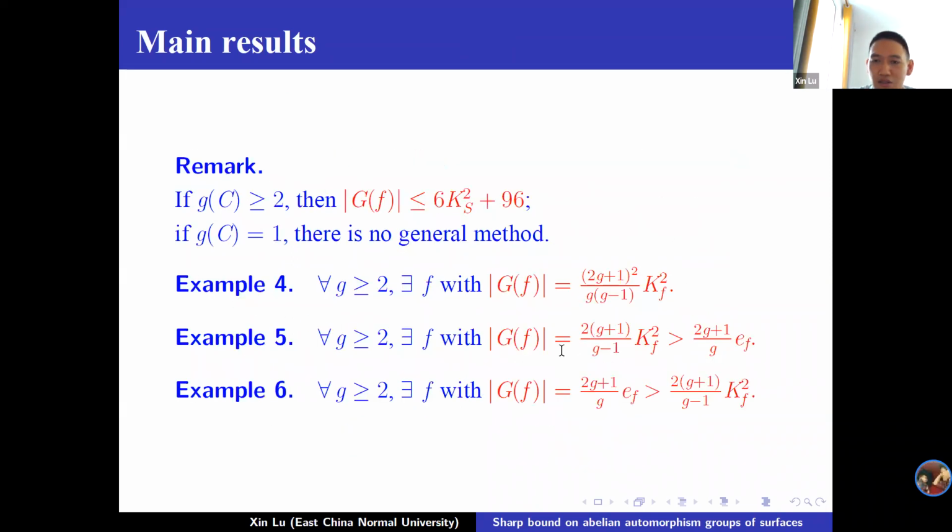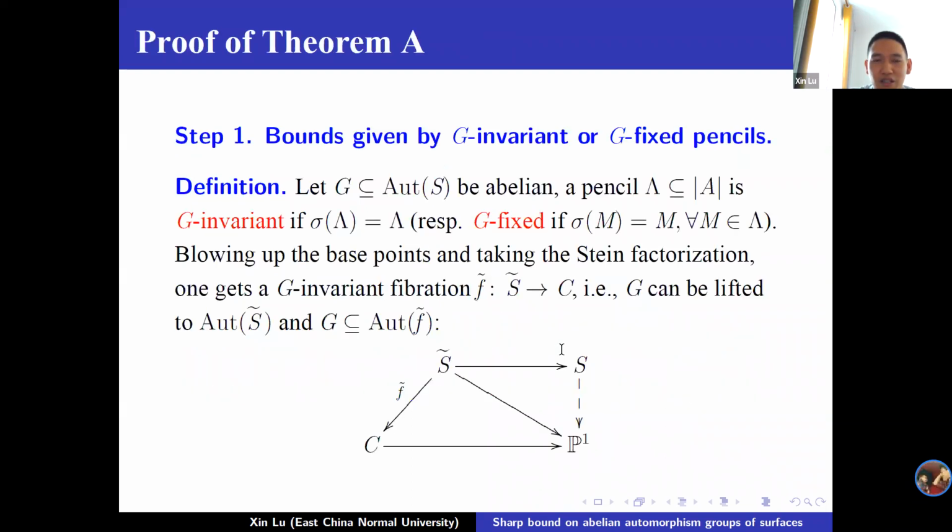Okay. Finally, I would like to talk about the main idea of the proof. So first of all, for this first theorem, there are 2 main steps. So step 1 is we will get some bound from a G-invariant or G-fixed pencil on S.